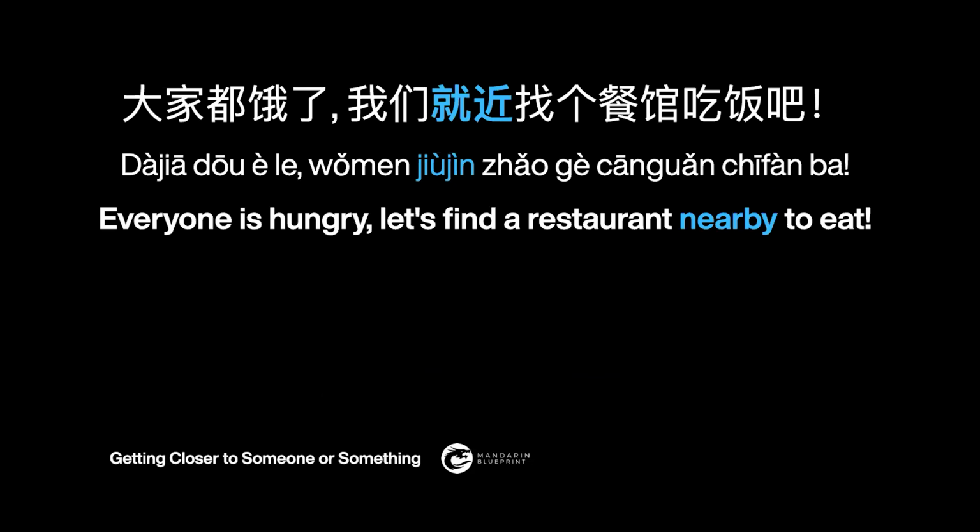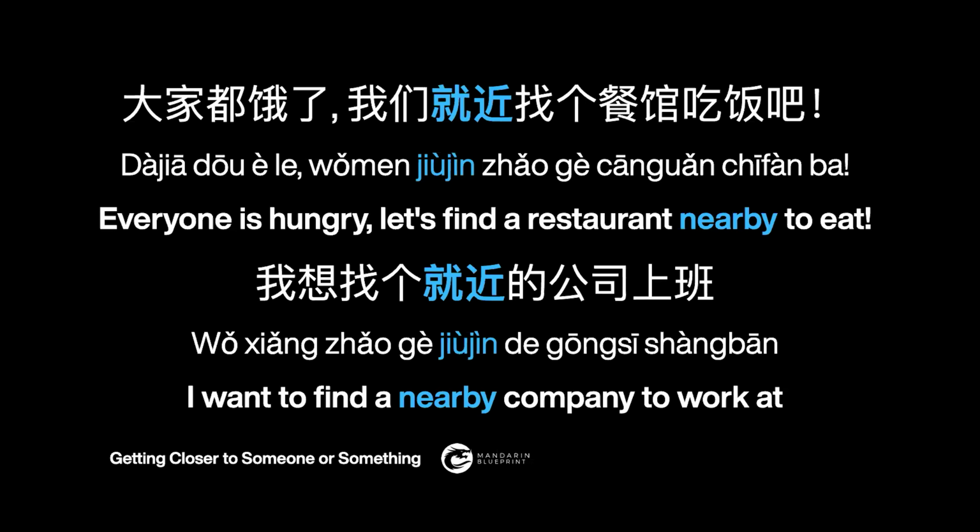Now, interestingly, you can use it in a couple of ways. 大家都饿了，我们就近找个餐馆吃饭吧。Everyone is hungry. Let's find a restaurant nearby to eat. Now, I'll get back to this sentence, but let's look at the next one. 我想找个就近的公司上班。I want to find a nearby company to work at.